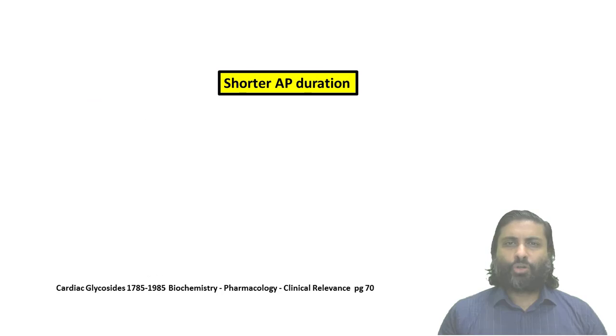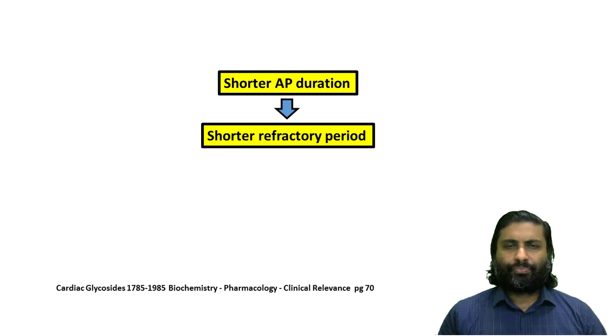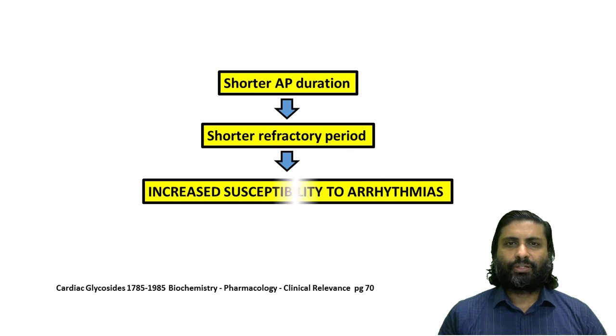Now, a shorter action potential duration would mean a shorter refractory period, and if the refractory period is shortened, this will greatly predispose the patient to the development of all sorts of arrhythmias.